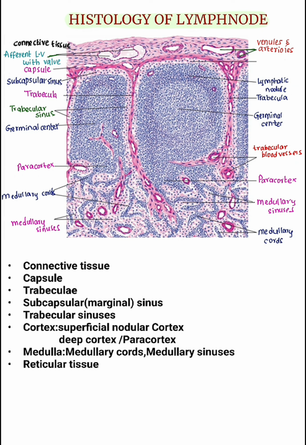Medulla, it is inner lightly stained part of the parenchyma. It consists of medullary cords and medullary sinuses. Medullary cords, these are anastomotic cords of lymphocytes, macrophages and plasma cells. Medullary sinuses, these are spaces that separate adjacent medullary cords. They converge at the hilum and form efferent lymphatic vessels. Medullary cords mainly consist of B cells.